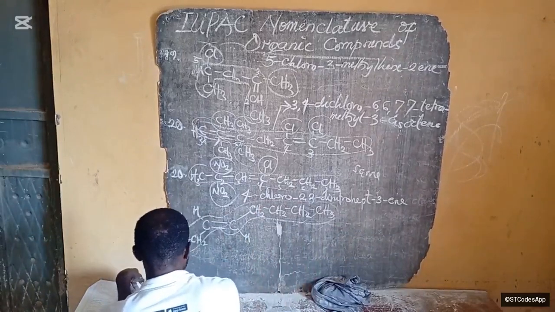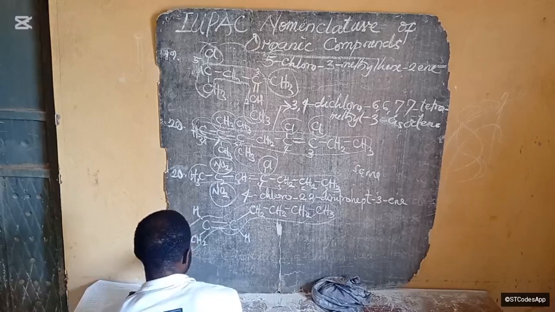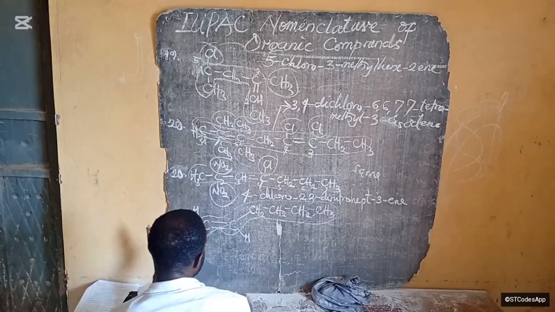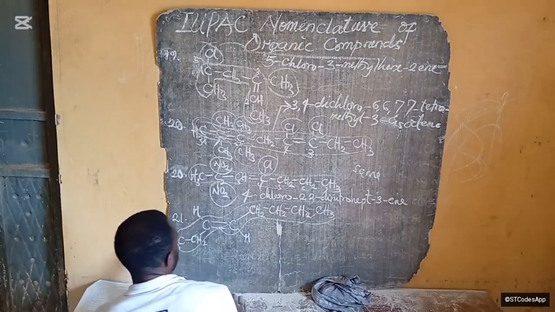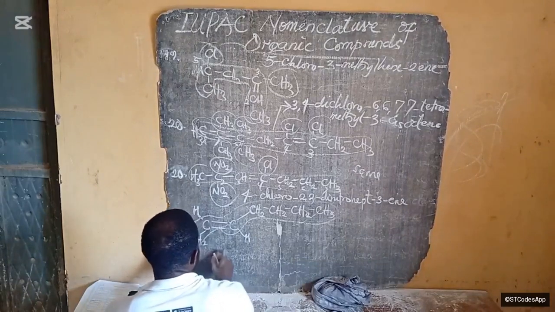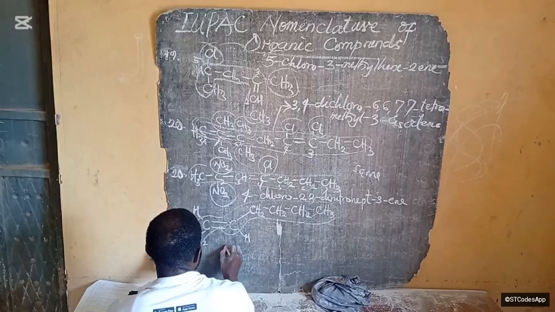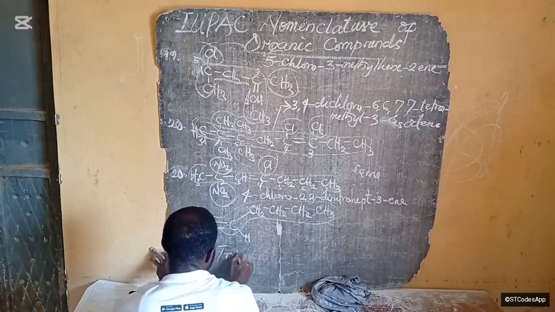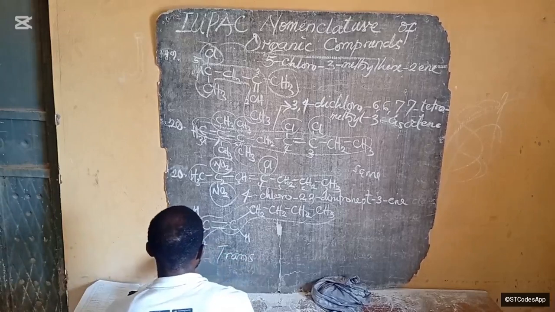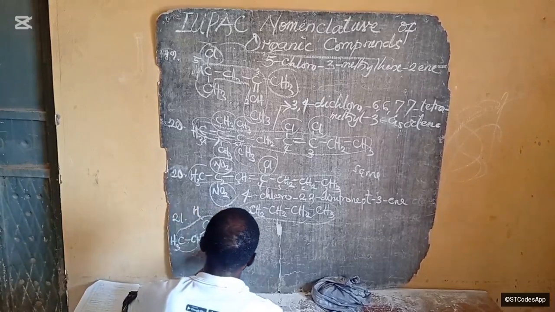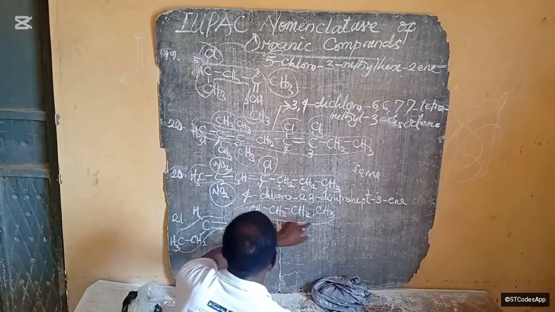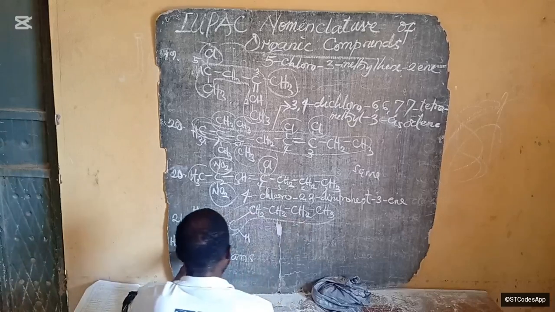So that way we will have the name. There's no substituent attached here, therefore there's no substituent. So this is going to be trans, 1, 2, 3, 4, 5, 6, 7, 8. Trans oct.